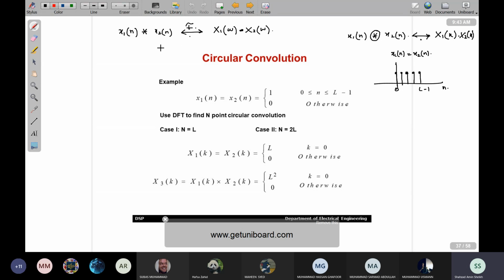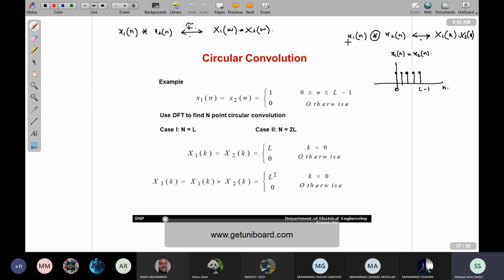And we know that in linear convolution, you have two sequences, x1 of n, x2 of n. When you convolve them, in the Fourier transform domain or DTFT domain you are getting x1 of omega, you are getting x2 of omega. And if you multiply them in the frequency domain, that would be equivalent to convolution in the time domain. Okay, so let's see what the property is now.